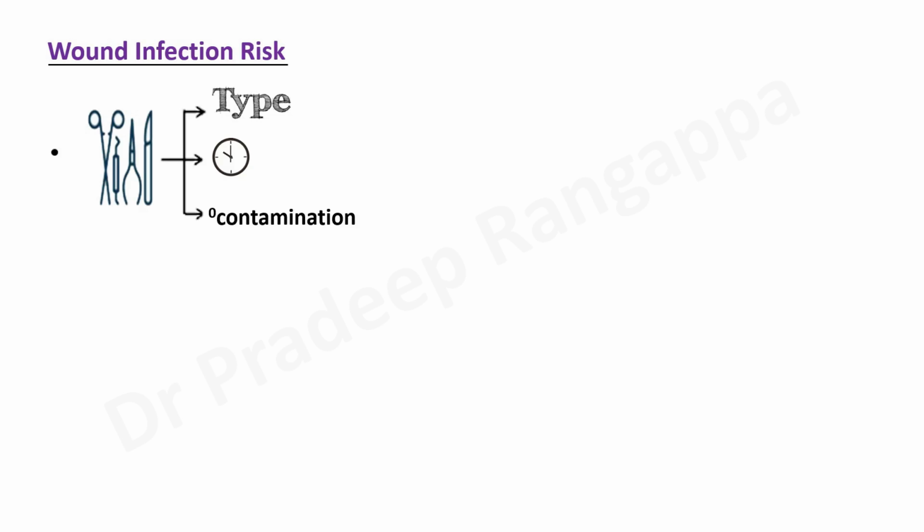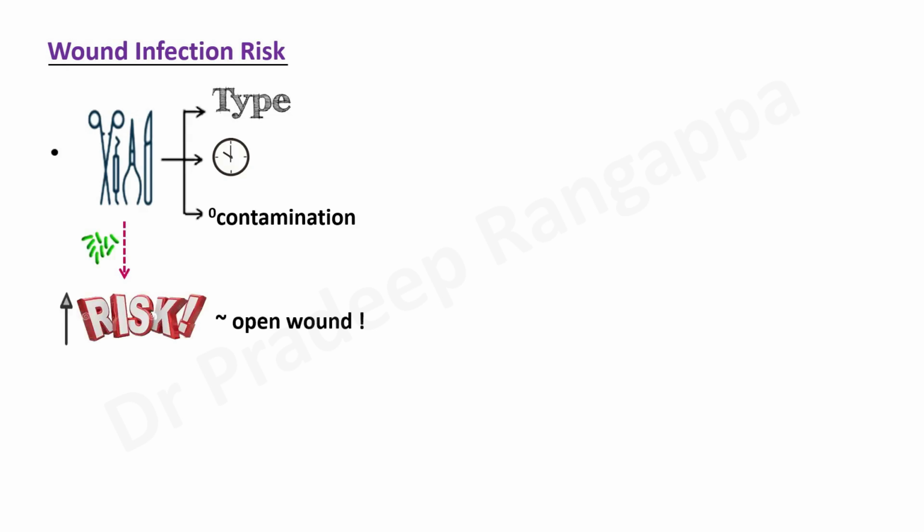and whether there was any contamination during surgery. Suppose there is an abdominal surgery and there is a spillage of the bowel content, then obviously there is increased contamination, and the risk of infection is more. Or if you are handling the biliary duct, the biliary tree, if there is a spillage of the biliary fluid, then obviously there is contamination, there is increased risk of infection.